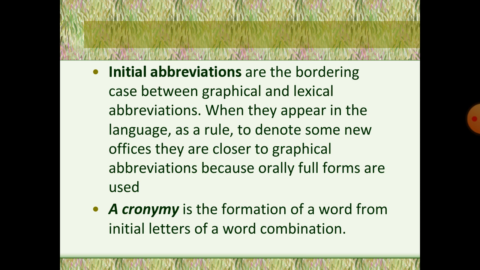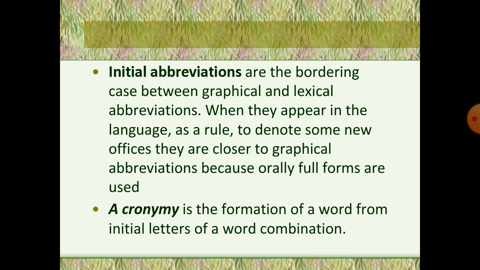Acronymy is the formation of a word from initial letters of a word combination. There are two basic types of acronyms in English. They are initialisms with alphabetical reading, such as UK, FDA, and initialisms which are read as ordinary English words. For example, UNESCO, SOS, NATO.